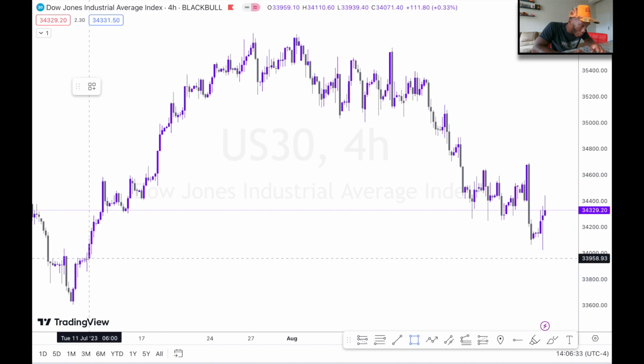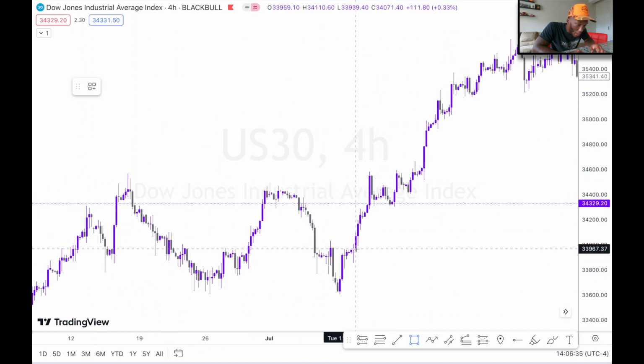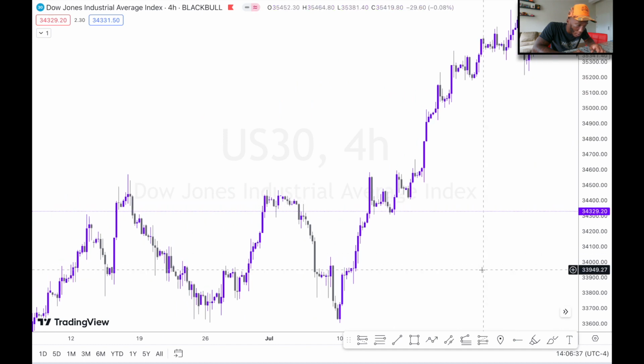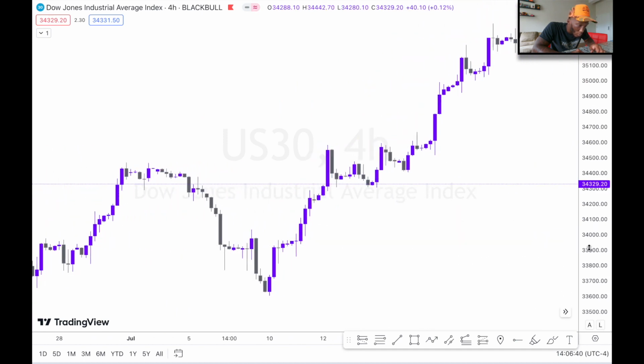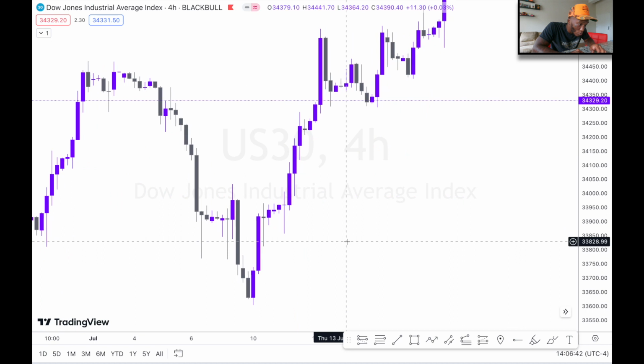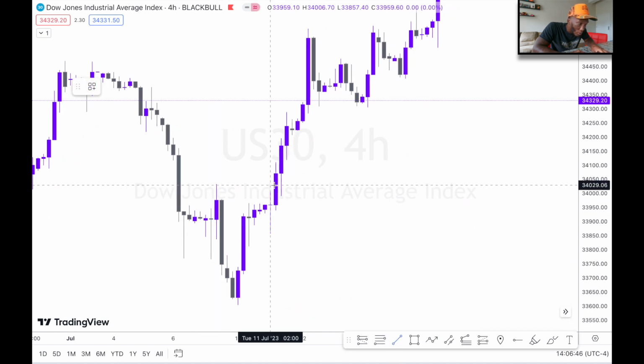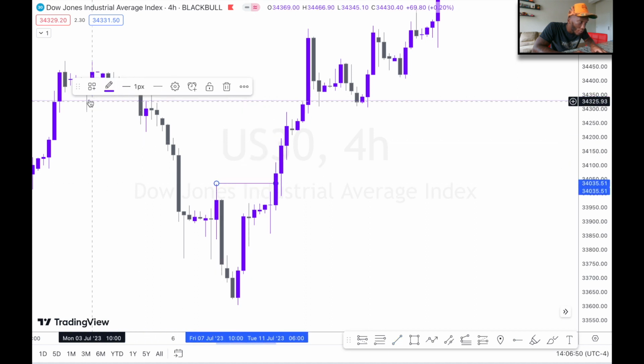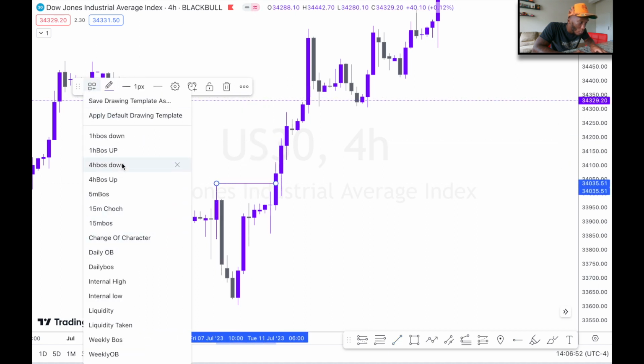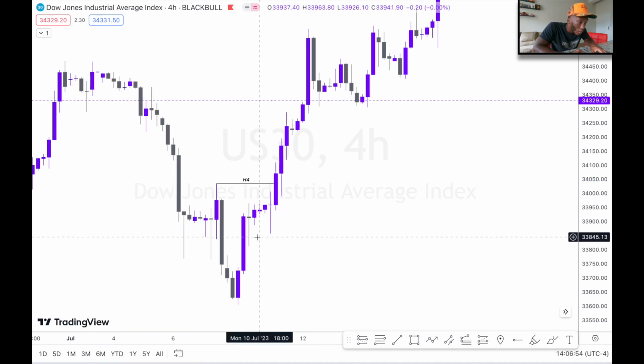So now if you look here, again, this is all I do, I go back in price. So now if you look right here, go back to where price came to. So now here, this right here is a 4 hour breaker structure right here.